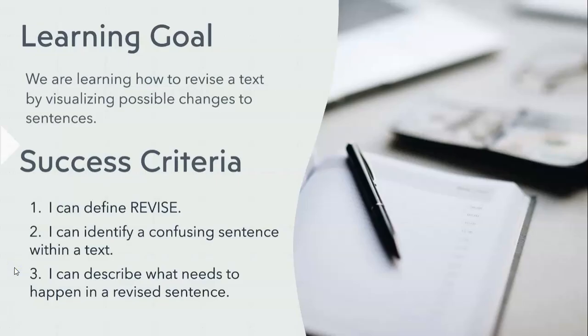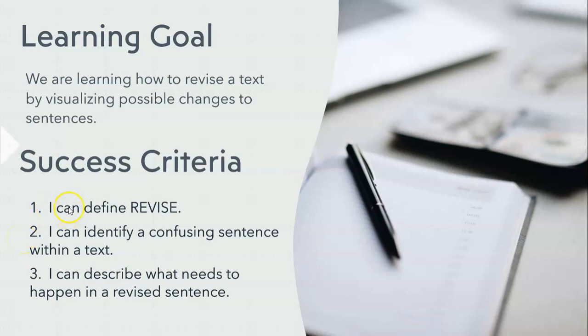As always, we have a learning goal and success criteria. Learning goal is we're learning how to revise a text by visualizing possible changes to the sentence. Our success criteria wrapped up in a couple of I can statements: I can define revise, I can identify a confusing sentence within a text, and number three, I can describe what needs to happen in a revised sentence. Very important that we hit these success criteria along the way so we know that we have achieved our learning goal.